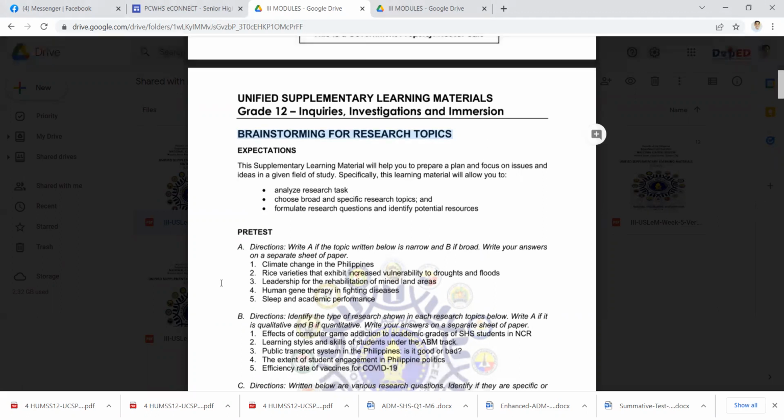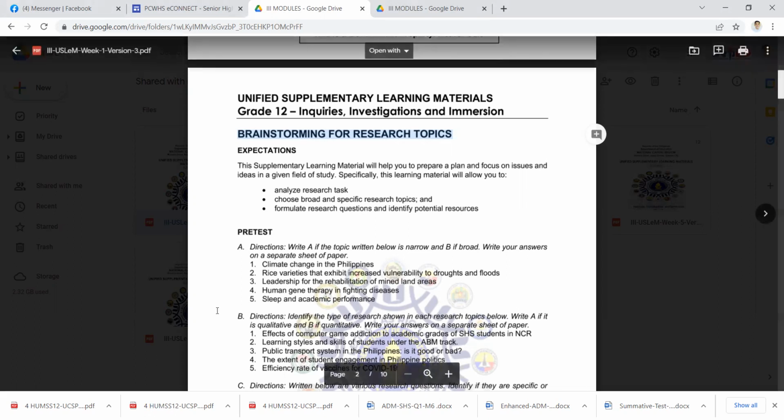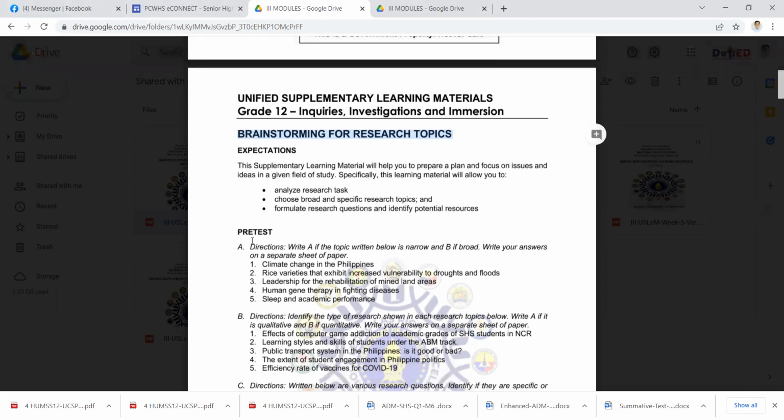This supplementary learning material will help you to prepare a plan and focus on issues and ideas in a given field of study. Specifically, this learning material will allow you to first analyze the research task, choose the broad and specific research topic, and formulate research question and identify potential resources. Okay, you will answer pre-test for A, B, and C.